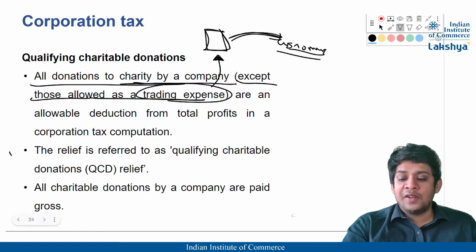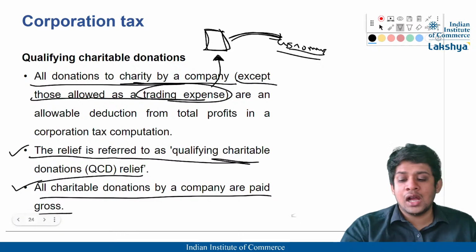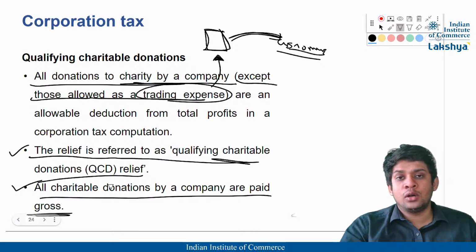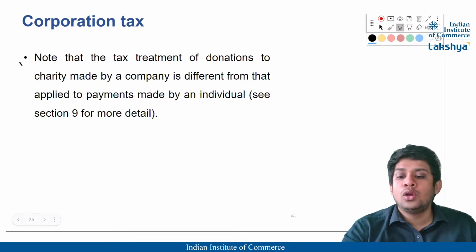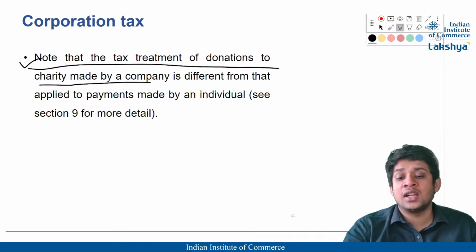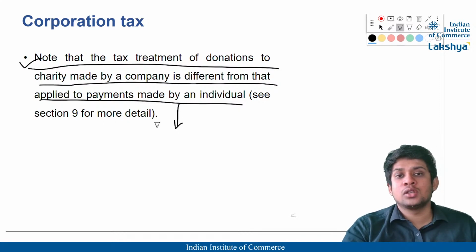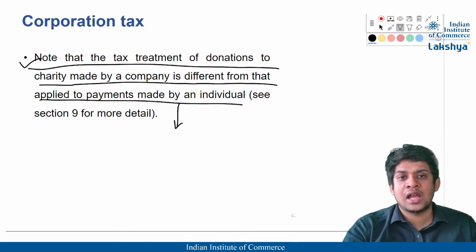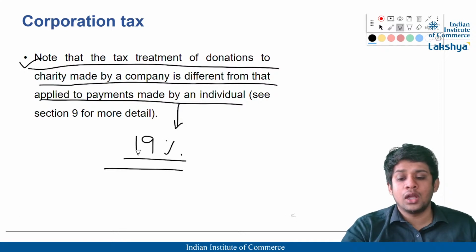Okay. And if the relief is referred to as a QCD, we all know all charitable donations by a company are paid gross. That means here they do not get a deduction from HMRC. Whatever is the amount paid will be considered as the gross amount. Note that the tax treatment of donations to charity made by a company is different from an individual's charitable donations. Under the Gift Aid scheme, if you remember, it was extending the band, but that does not apply for a company because for a company there are no bands. There is straightaway 19% tax. So the extension of band relief will not work here.